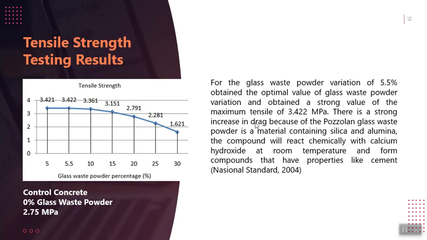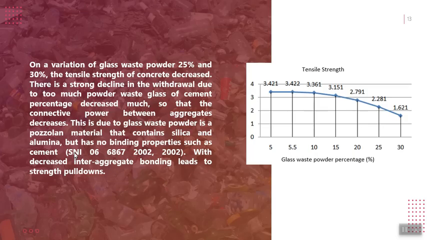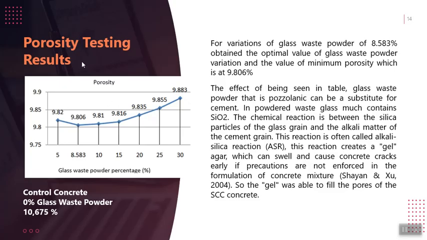There is a strength increase because the pozzolanic glass-based powder is a material containing silica and alumina. The compound will react chemically with calcium hydroxide at room temperature and form compounds that have cement-like properties, according to the national standard of 2004. And at the glass powder variations of 25% and 30%, the tensile strength of the concrete decreases.